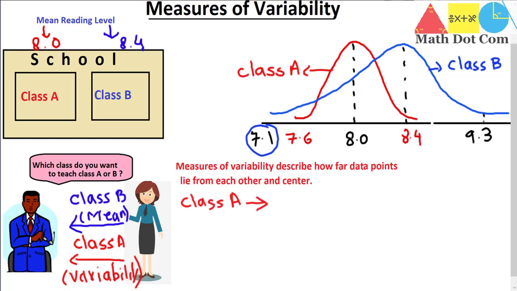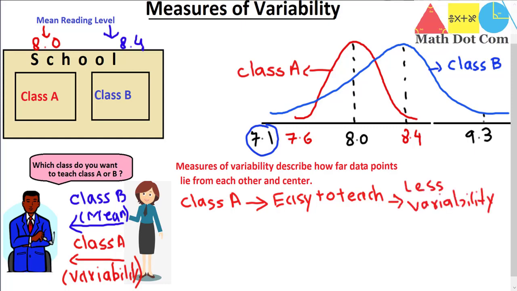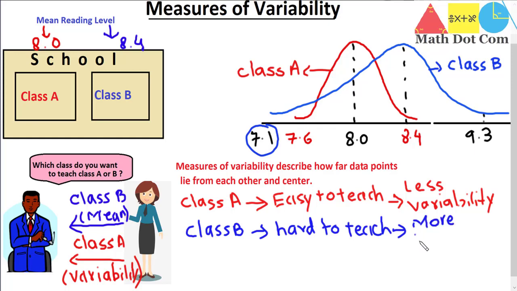So we can say that the two classes differ from each other in a way that class A is easy to teach because most of the students have a reading level around the mean value. They do not have a reading level that is much spread out, so it has less variability. While class B is comparatively hard to teach because there is more variability. Variability is how far the data points lie in the given data set. So class B is hard to teach as compared to class A if the teacher is given the information regarding the variability of the data.